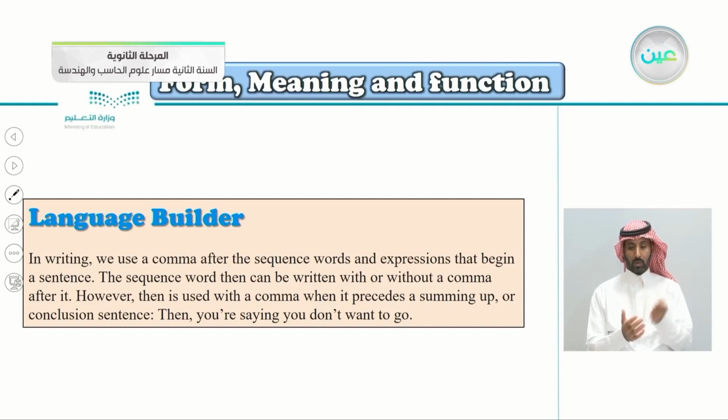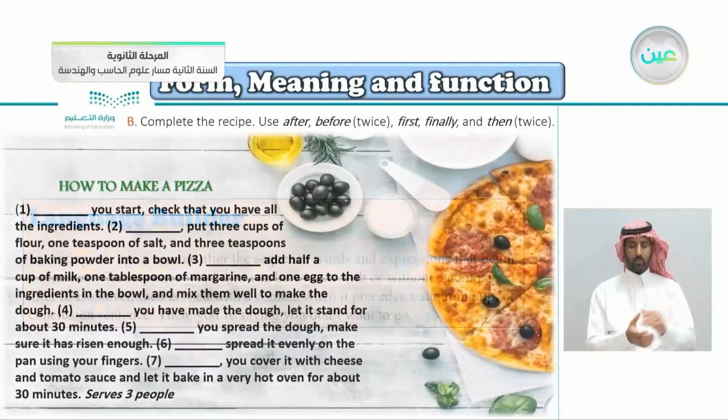In writing, we use the comma after the sequence words and expressions that begin a sentence. The sequence word then can be written with or without a comma after it. However, then is used with a comma when it precedes a summing up, or a conclusion sentence. Then, notice here the comma, then you're saying you don't want to go. So use the comma if you're concluding something.